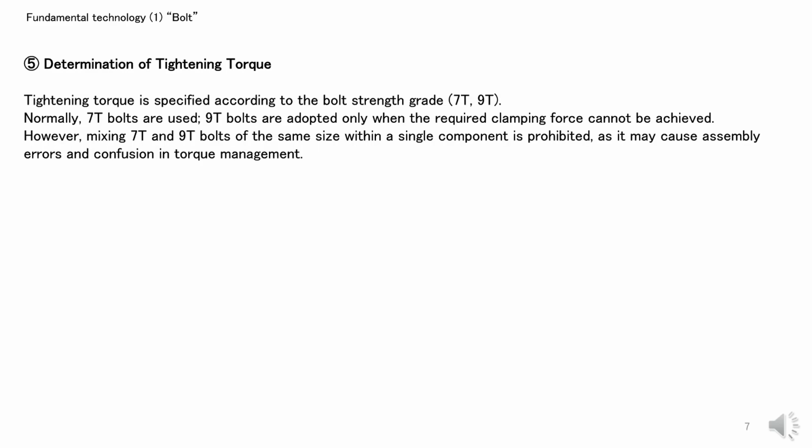Determination of tightening torque. Tightening torque is specified according to the bolt strength grade, 7T, 9T. Normally, 7T bolts are used. 9T bolts are adopted only when the required clamping force cannot be achieved. However, mixing 7T and 9T bolts of the same size within a single component is prohibited, as it may cause assembly errors and confusion in torque management.